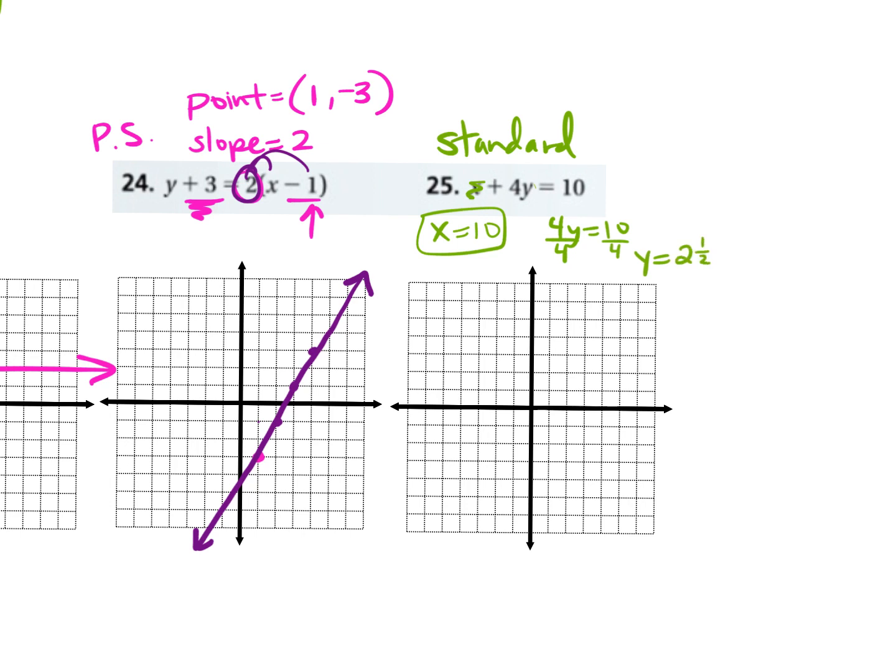So here's what I would do. These are intercepts, okay? If my x-intercept is 10, I would count by 2's everywhere. So I'm going to go 2, 4, 6, 8, 10, 12. And then same thing here. 2, 4, 6, 8, 10, 12. So an x-intercept of 10 puts us right here.